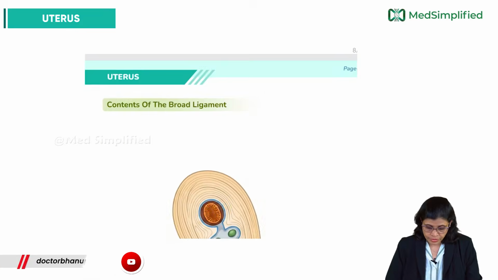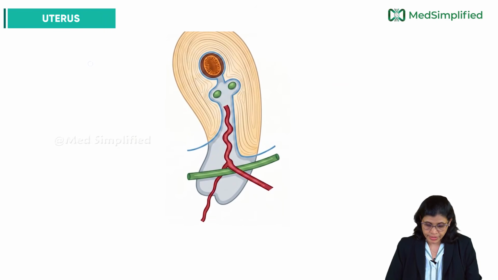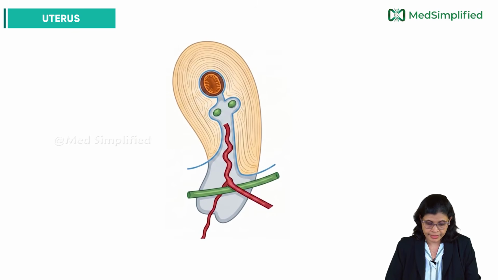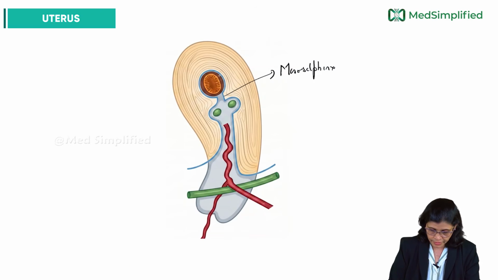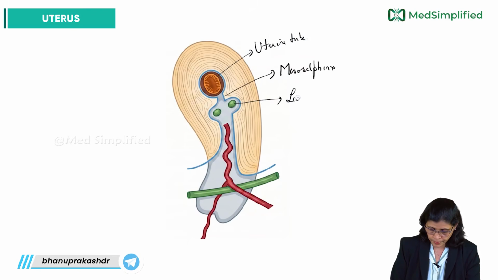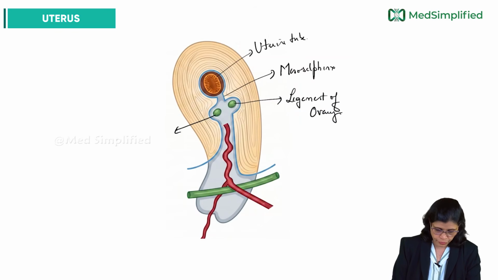When we see the cross sections, we can see some of the structures here. This is the sagittal section. In the sagittal section we are able to see the mesosalpinx part of the broad ligament. Here we have the uterine tube. This is the ligament of ovary. This is the round ligament of uterus.